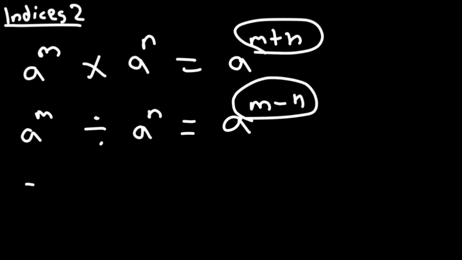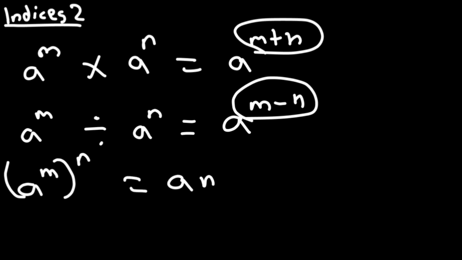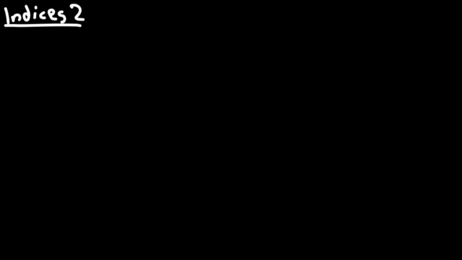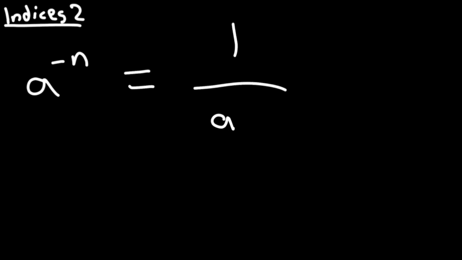And when we're raising a power to a power, that is just going to give me a to the power of mn, so you multiply them together. And finally, anything to the power of 0 is 1. The last thing from last video that will be really important is that when I have anything to a negative power, you make a fraction where 1 is the numerator and that number is the denominator. So a to the power of minus n gives me 1 over a to the power of n. And that is all the revision from Indices 1.